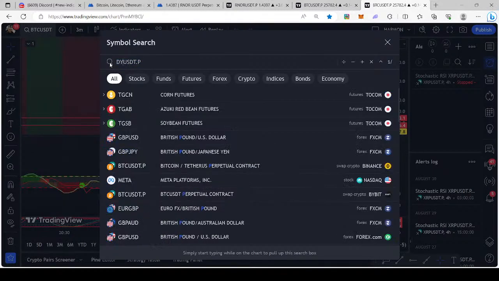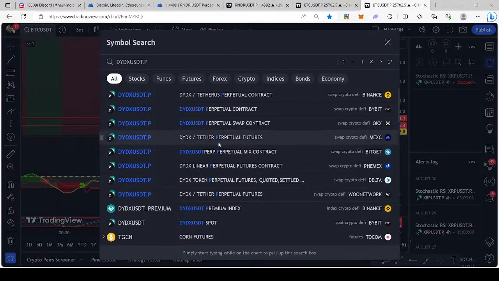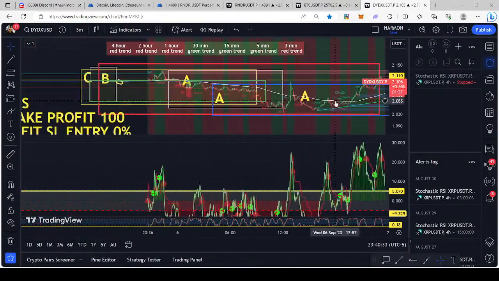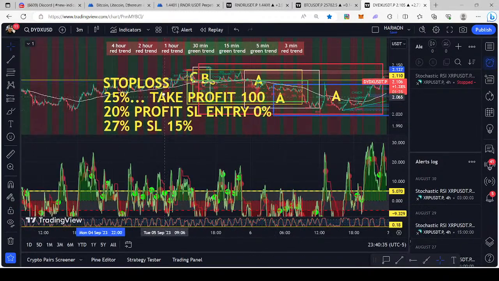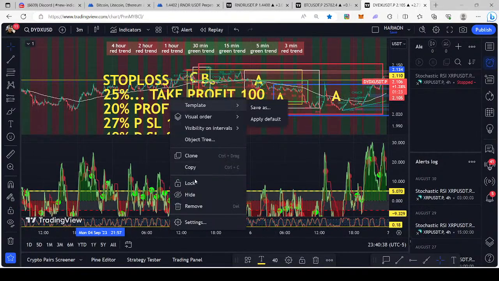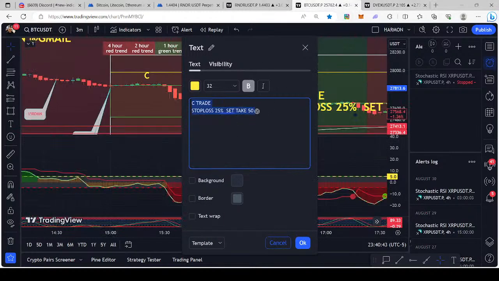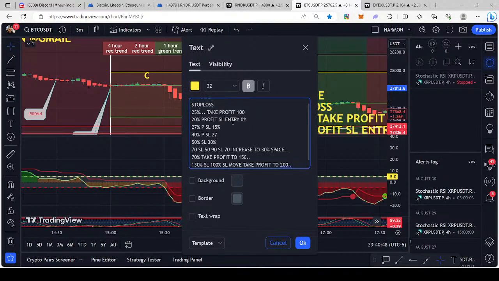And that should be on DYDX. There we go. There you go. So let me go ahead and hit the settings on this. Let me copy that, and we're going to move it over to Bitcoin here. So here's how it works right here.